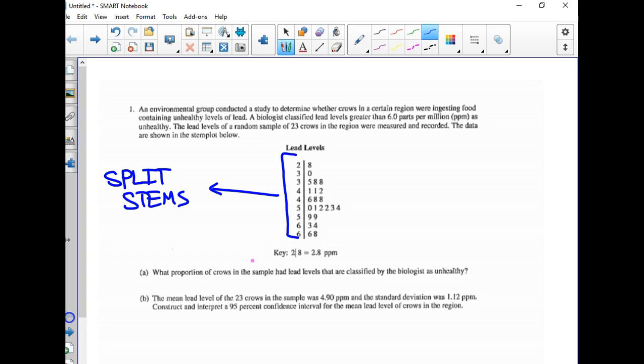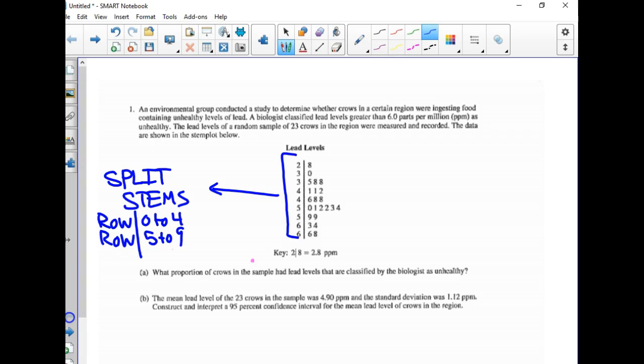So in this first one, all the leaves are 0 to 4 again, and then 5 to 9. Does that make sense to you? Give me a nod or something so I know that makes sense. Okay, so split stems are when your leaves are going by fives. The first row is 0 to 4. The second row is 5 to 9.